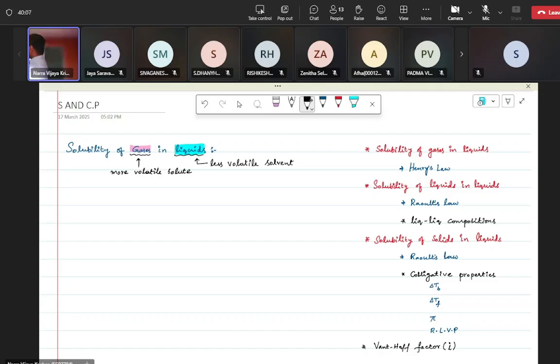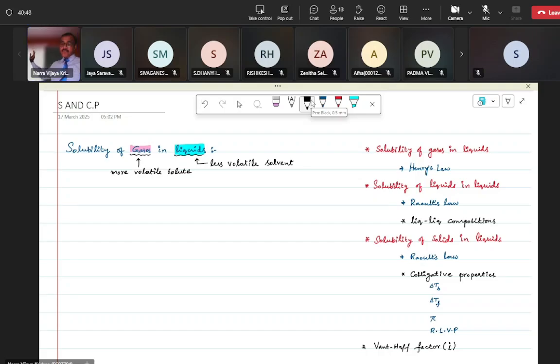Right? So instead of saying it as solubility of gases in liquids, if you want to say it in a more complex way that no one should understand, then I will say it as solubility of more volatile solute in a less volatile solvent. Indirectly, we are talking about solubility of gases in liquid only. Technically, we have to call it solubility of more volatile solute in a less volatile solvent. Till now, we have not yet started the chapter. We are discussing why I have written it that way.